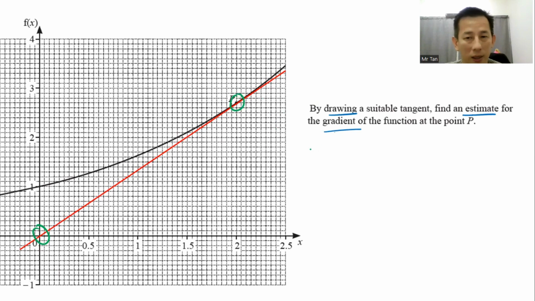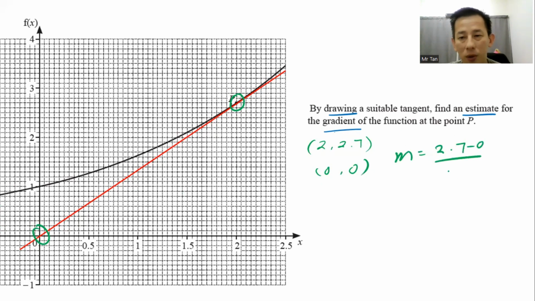So we can just calculate. So the point will be 2, 2.7 and 0, 0. Do take note, it's not necessary to choose the origin. You can choose any point. Okay, my point is that you need to decide immediately. You need to decide at the point when you want to draw the tangent. Not draw the tangent, then only find which point, okay? So your m should equal to 2.7 minus 0 over 2 minus 0. You will get 1.35.